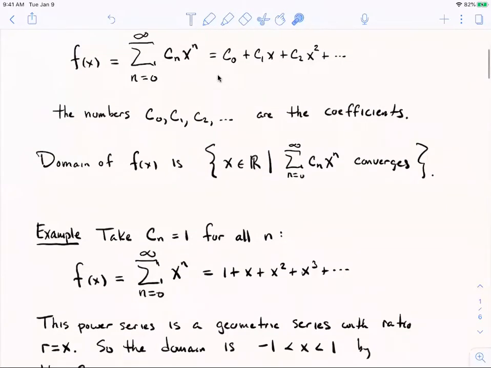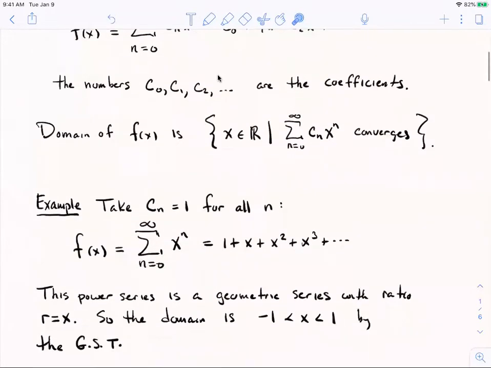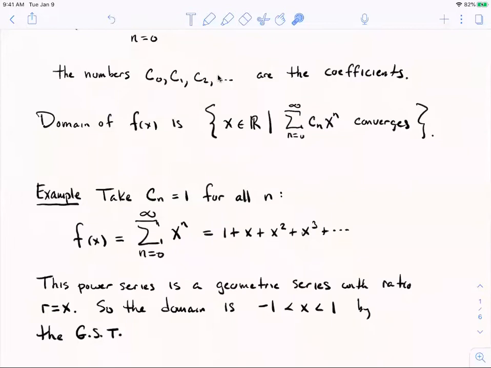Okay, let's take a look at an example. Here I've got a power series centered at 0. I just picked all the c_n's to equal 1. Every coefficient is 1: 1 times x to the 0, 1 times x to the 1, 1 times x to the 2, 1 times x to the 3, and so on. That's just a geometric series. If you take the ratio of any two consecutive terms, the next term over the previous one, that ratio is a constant x. So we know when that series converges. The geometric series test tells us that that series converges on the interval from -1 to 1. So the domain of that power series is the interval from -1 to 1.